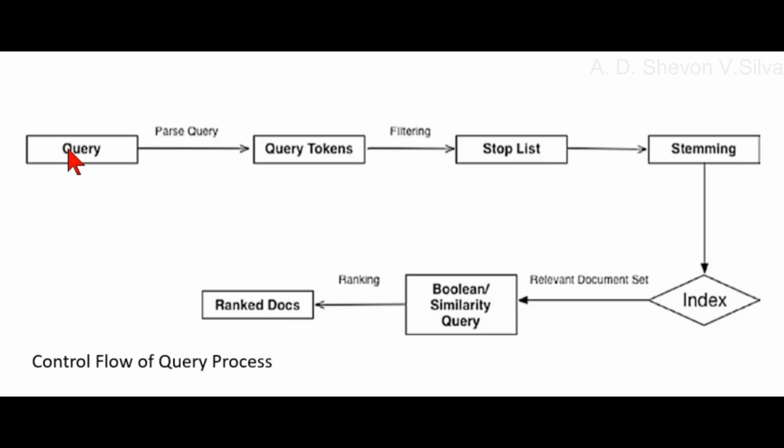Here you can see queries connected to query tokens via parse query. Query tokens are connected to the stop list via filtering. The stop list is connected to stemming. Stemming is connected to the index, and the index is connected to retrieval. The index is connected to the Boolean or similarity query via retrieve relevant document set, and the Boolean or similarity query is connected to ranking docs via ranking.